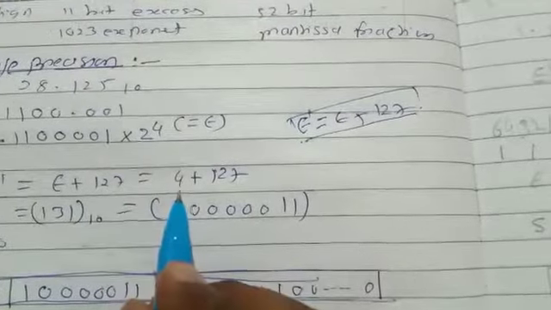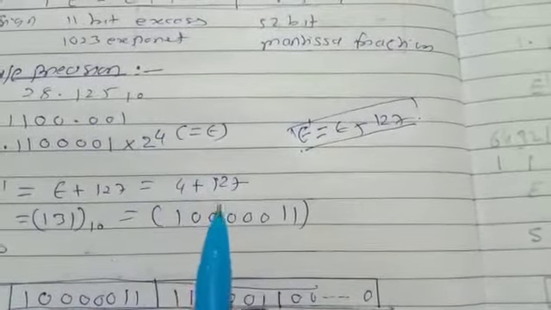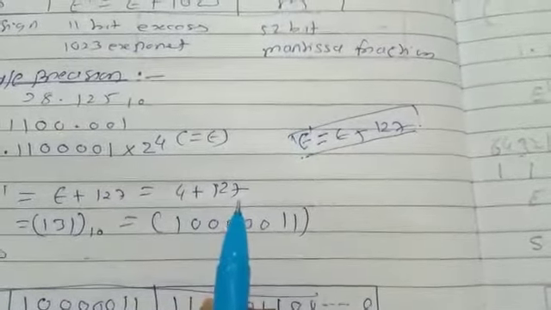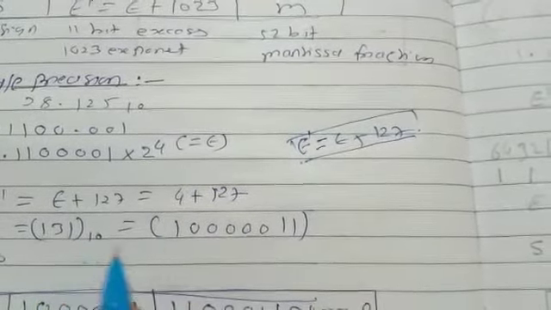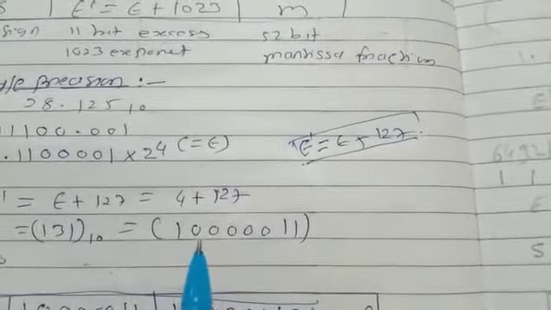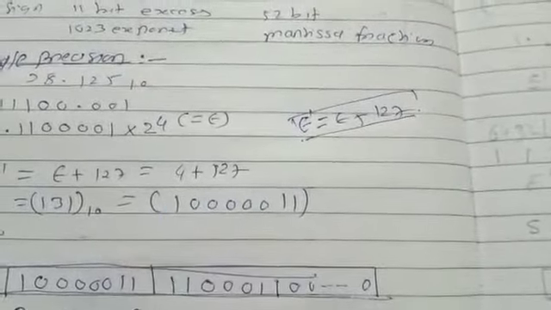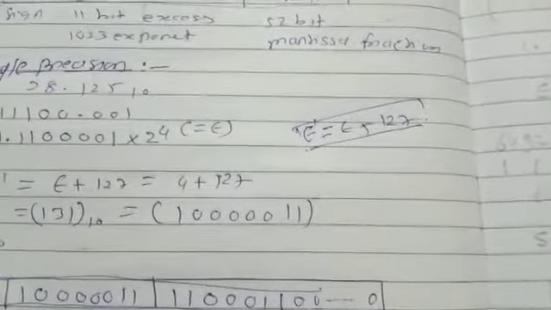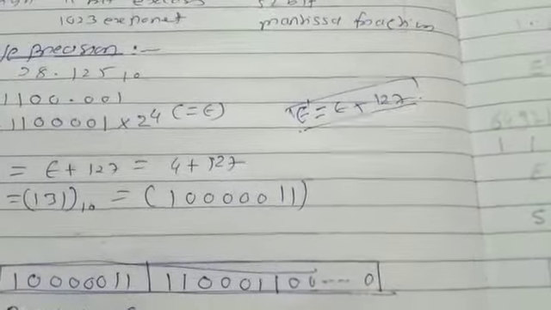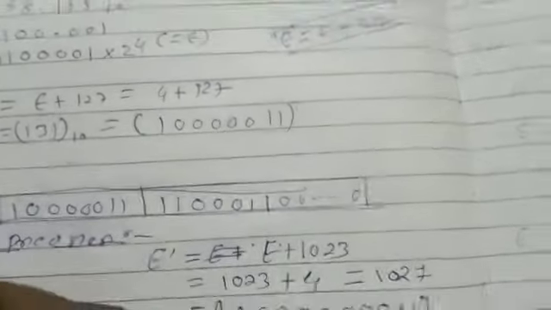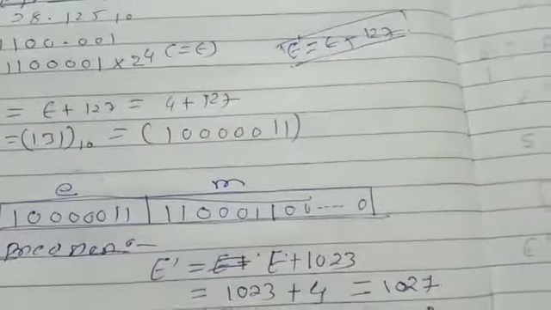Here we have e dash equals e plus 127. What is the value of e? We have taken e as 4, this way, plus 127. The total calculation value is 131. We have to take the binary of 131, which is 10000011. This value we put in the single precision format, which consists of the sign bit, the exponent bit, and the mantissa bit.